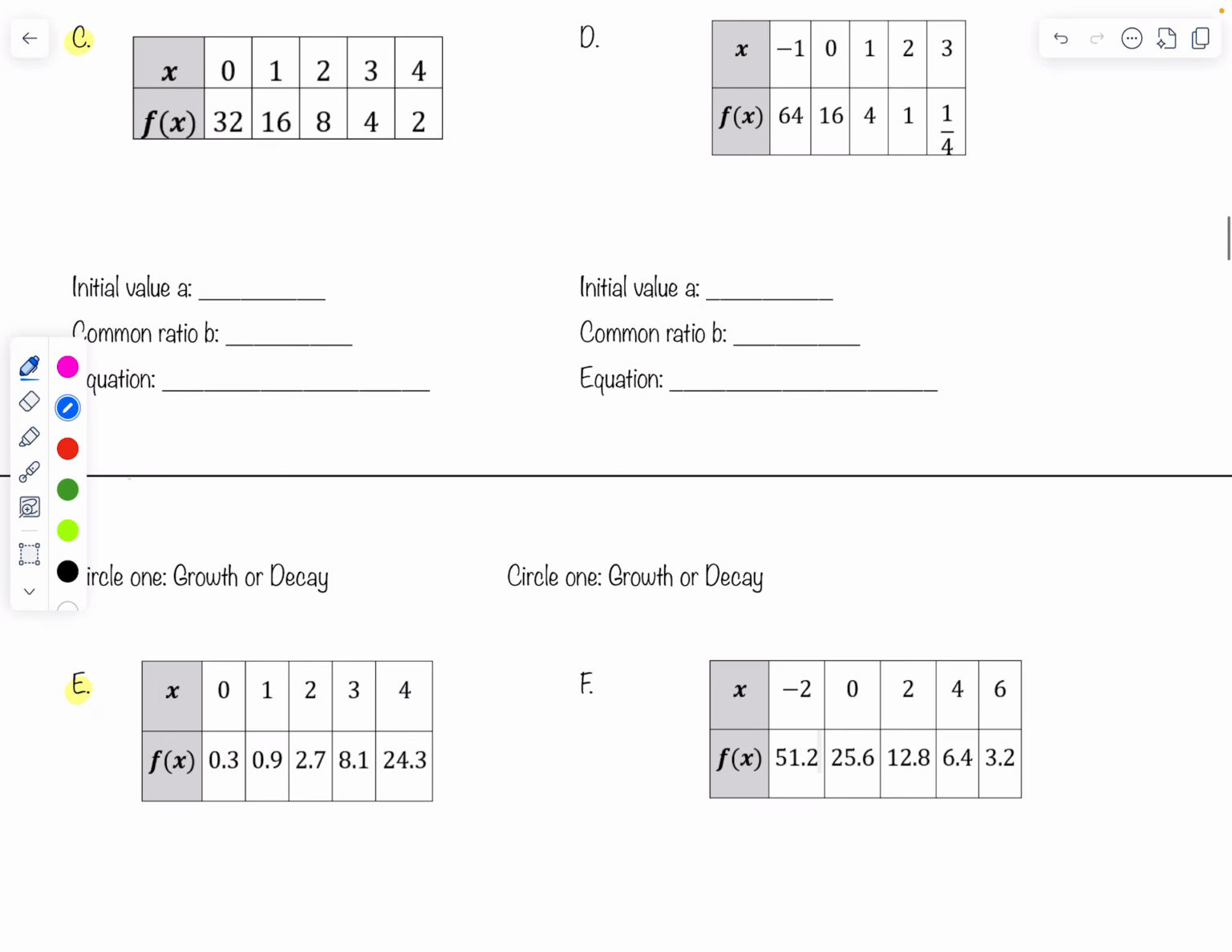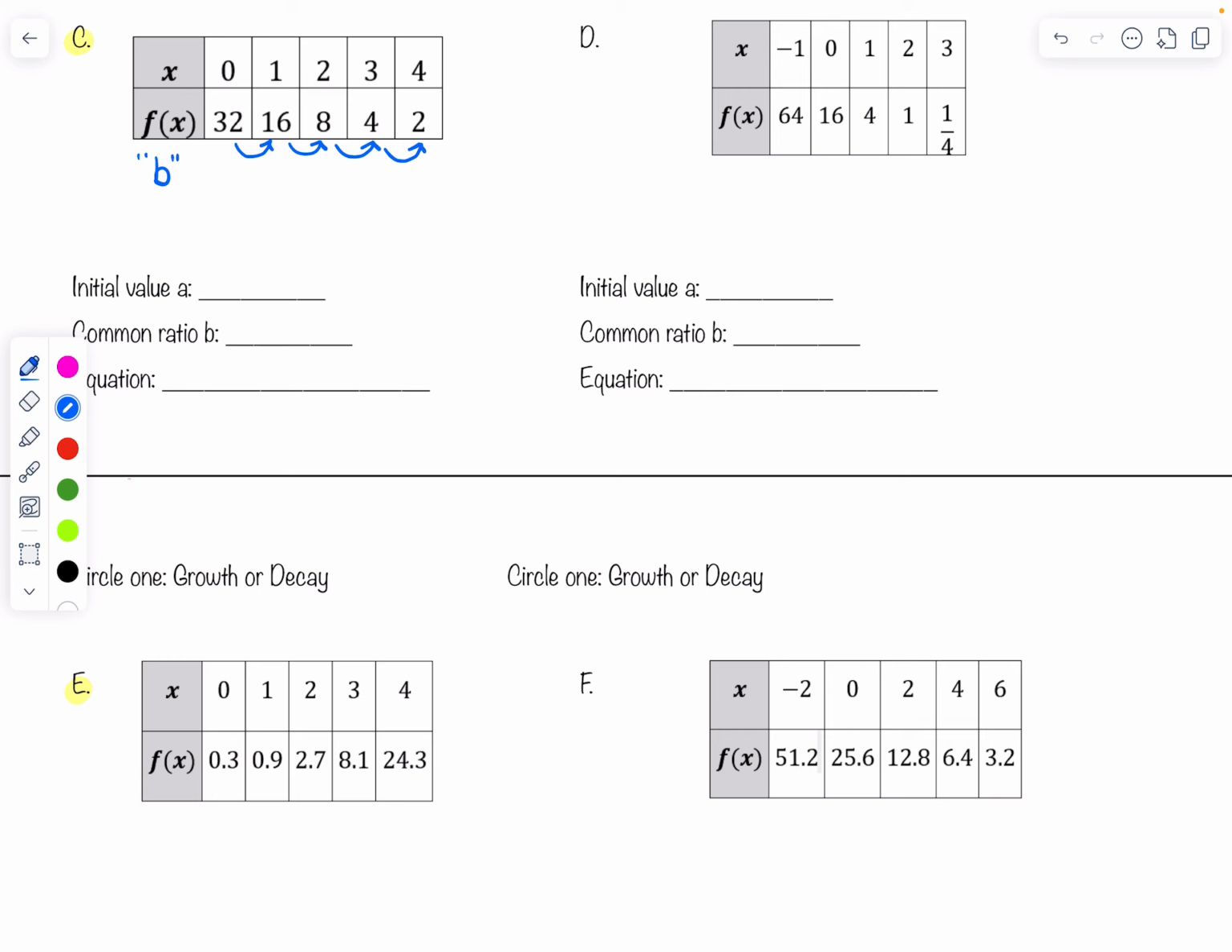Now, example C, first look at your x values. Make sure that they're going up by the same amount, 0 to 1, 1 to 2, 2 to 3, 3 to 4. That's good. Now, how do they multiply 32 to get 16? How do they multiply 16 to get 8? Remember, what we're looking for is that common ratio so we can find the base. What are they multiplying by each time?